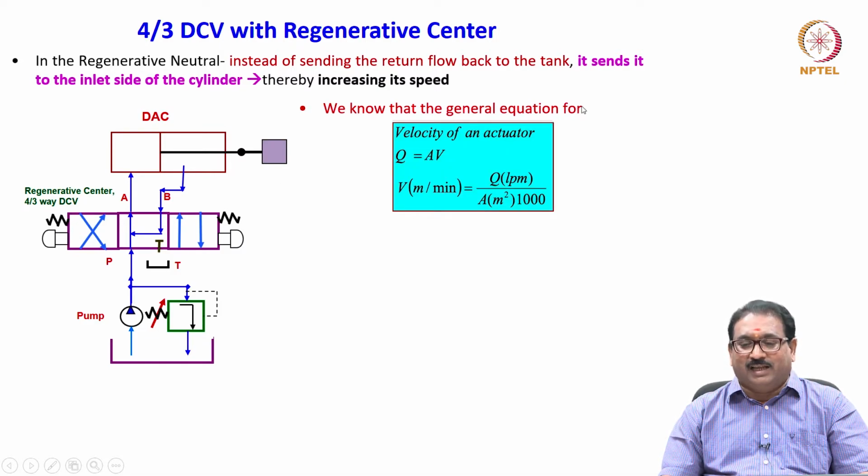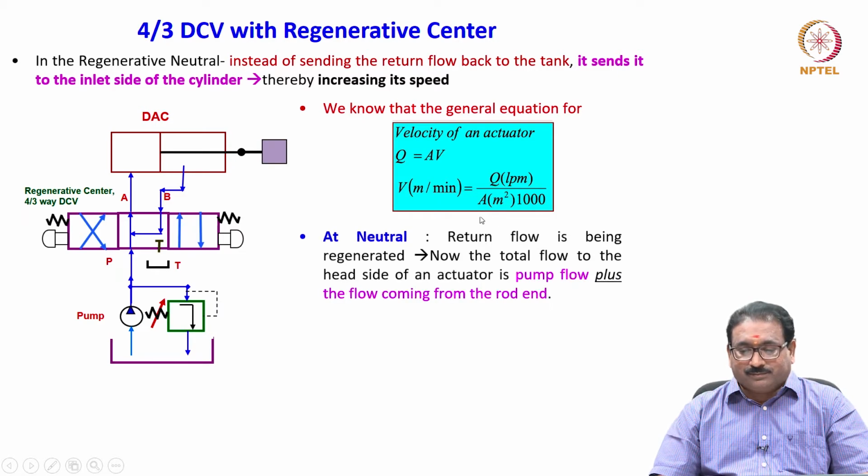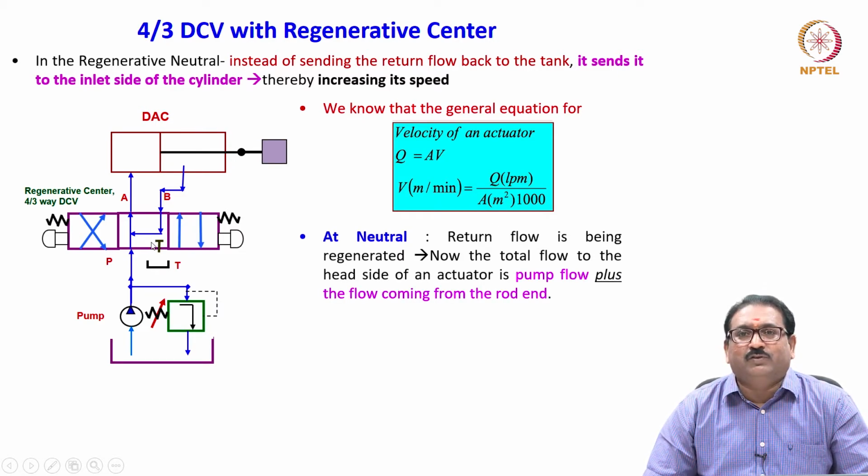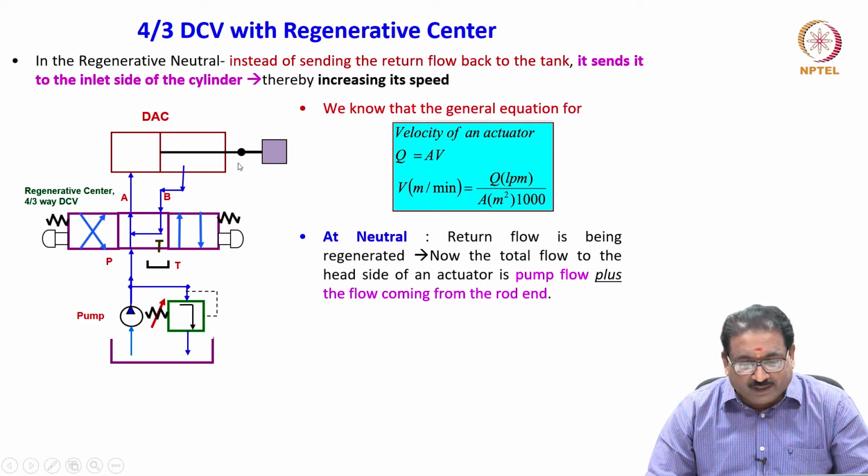We already know the general equation: the velocity of the actuator is based on Q equal to A into V, the continuity equation. A is the area of the piston, pi by 4 dP square, where dP is the piston diameter. Here it is pi by 4 dP square minus dr square, where dr is the rod diameter. The velocity of an actuator, Q equal to A into V, so velocity equals Q by A. At a neutral position, what happens? We will see. This is the general equation to calculate the velocity.